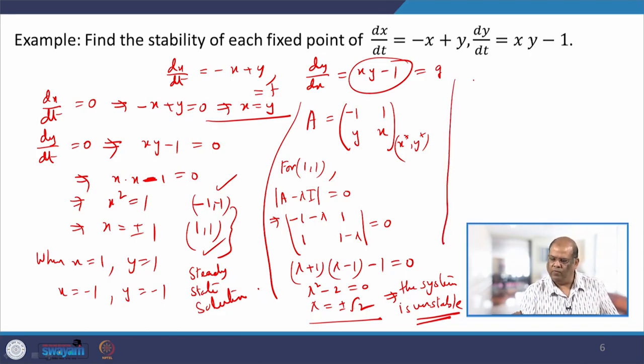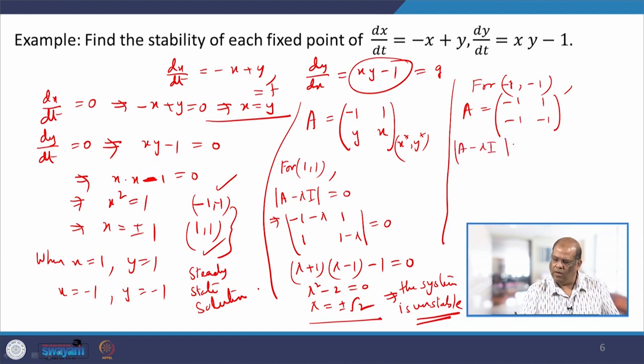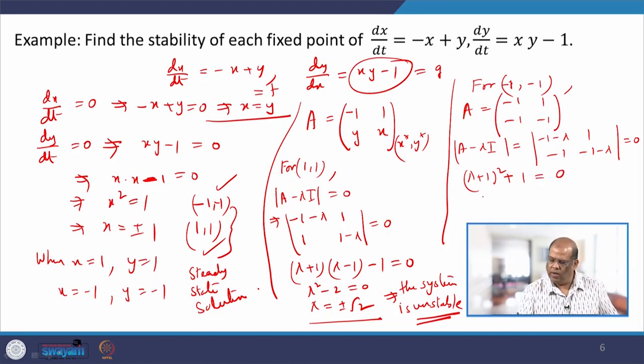Let's check what happens for minus 1 and minus 1. In that case, your A value will be minus 1, 1, minus 1, minus 1, and your A minus lambda I will be minus 1 minus lambda, 1, minus 1, minus 1 minus lambda, and this is equal to 0. So, we have lambda plus 1 whole square plus 1 equal to 0. In that case, you get lambda plus 1 square equal to minus 1, we write this as i square, and your lambda is minus 1 plus minus i.